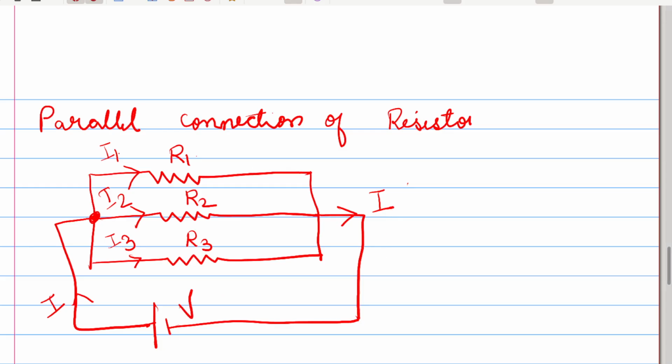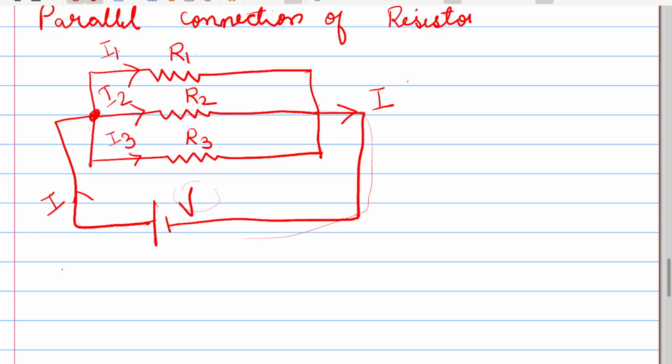Now the potential across each resistor is same. You can see here. So the voltage is same across R1, R2 and R3, that is the 3 volt. Okay.